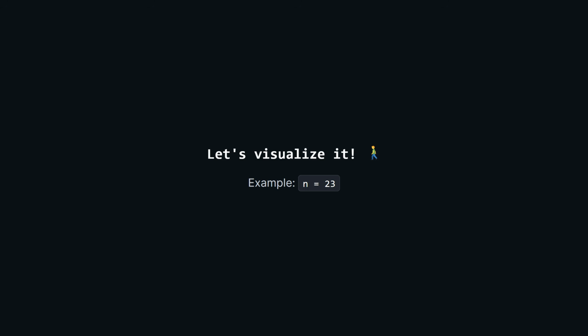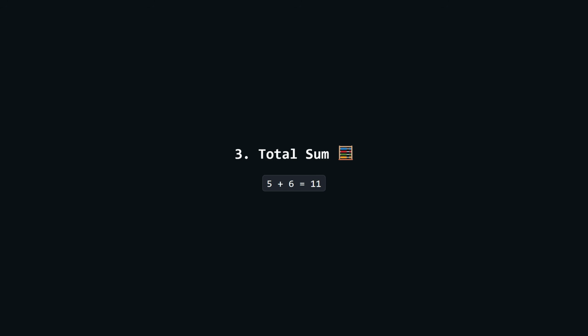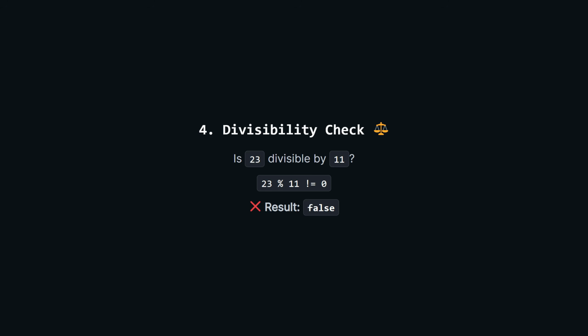Let's say our number is 23. First, we need the sum of the digits. 2 plus 3 gives us 5. Next, we need the product. 2 multiplied by 3 gives us 6. Now, we add our digit sum and digit product together. 5 plus 6 gives us 11. Finally, we check if our original number, 23, is divisible by 11. It's not. There's a remainder. So for this example, the final answer is false.